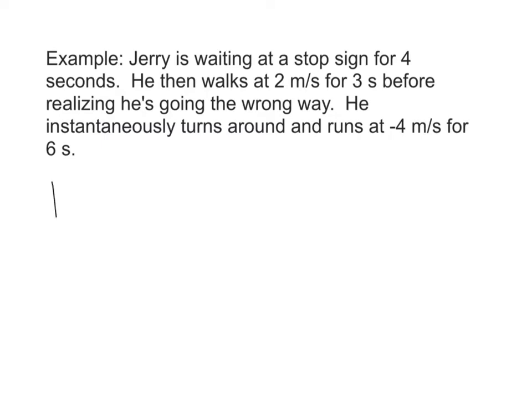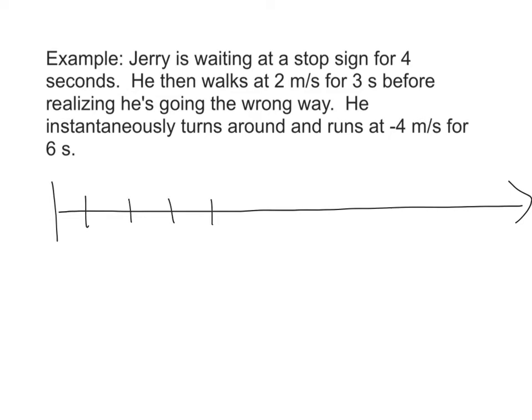So we'll start by drawing out our axis and putting in the hash marks evenly spaced. And just by looking at the problem, since he does go in the negative at a faster speed and for a longer time than he's in the positive, let's do something different and make our 0 over here in the middle. So we'll say this is 0 meters, and we'll count by 4s.